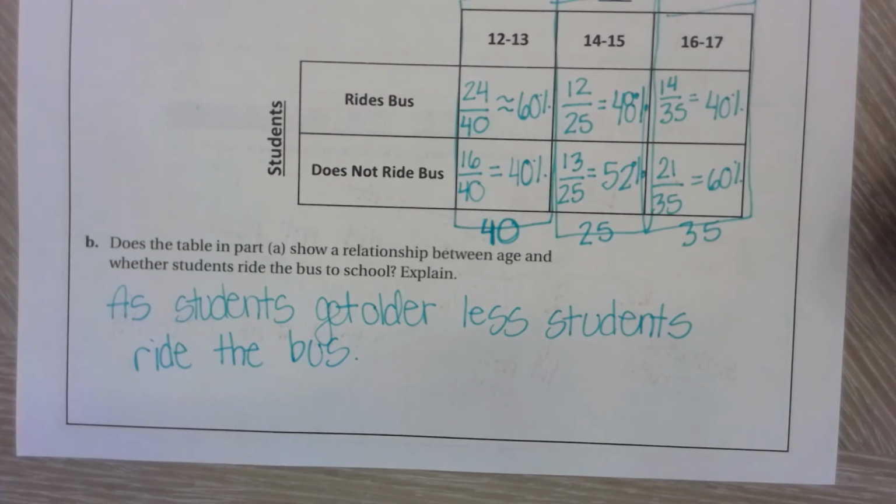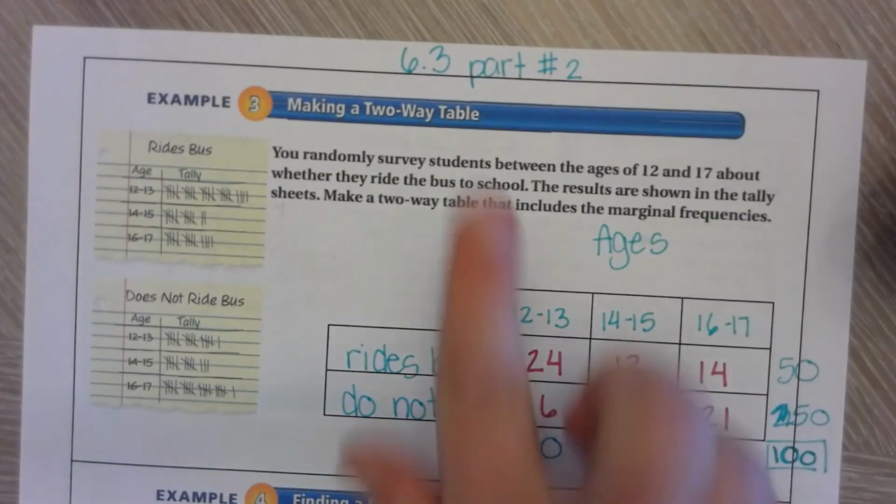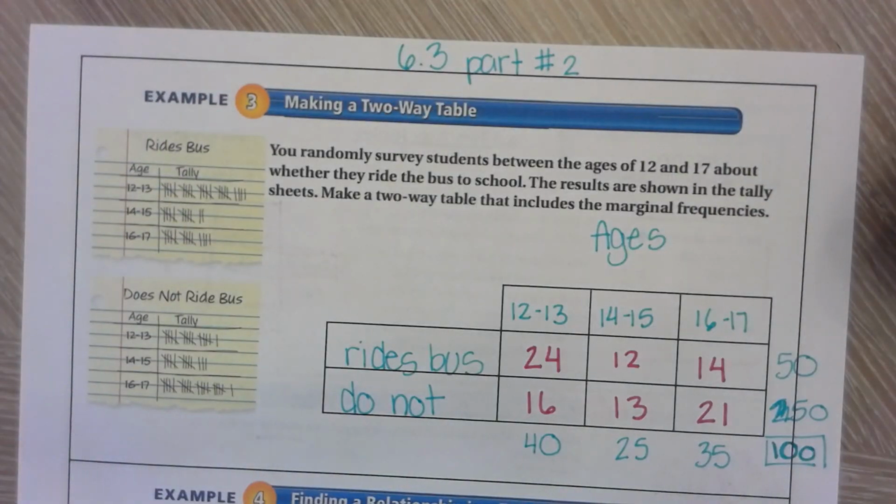And 12 to 13-year-olds, most of them don't have friends who can drive, so they are going to rely more on the bus, which is why a bigger percentage of the 12 to 13-year-olds ride the bus. So anyway, that is how you now create and interpret two-way tables.